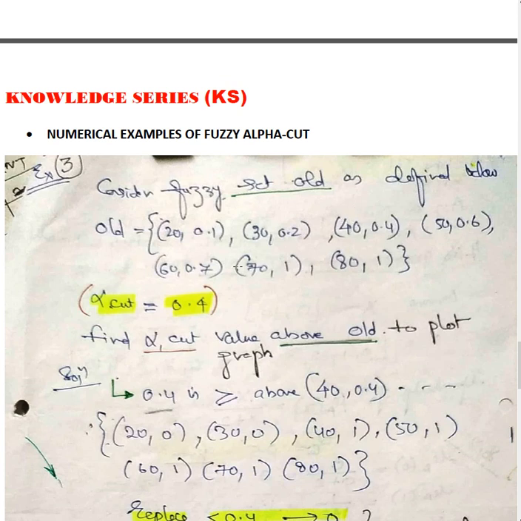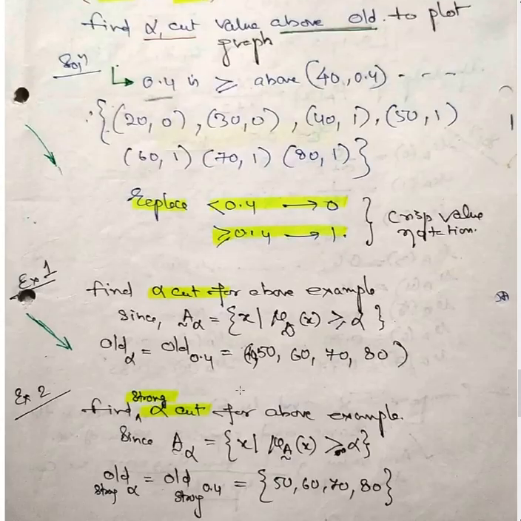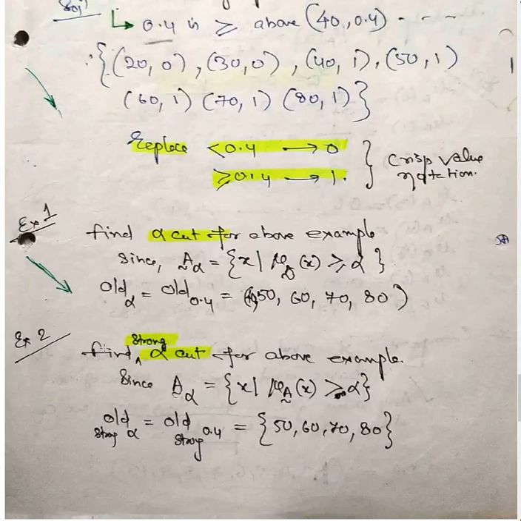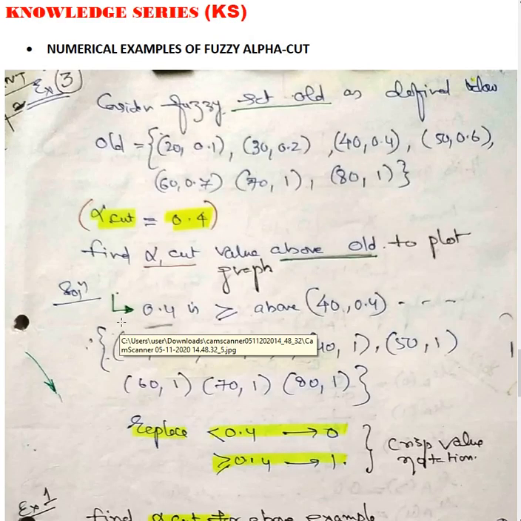So 40, 50, 60, 70 and 80. This is coming under the condition of alpha 0.4. Now the difference with respect to the strong alpha cut is that if you try to see anything greater than alpha, in this case equal to we will eliminate. So from this same example we remove 40, and then the remaining becomes the strong alpha cut. That is what we defined here.